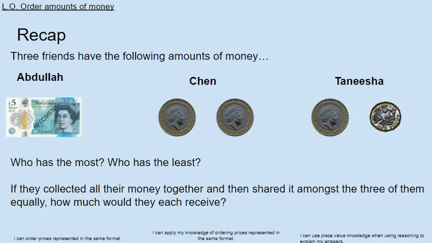Anyway, quick recap. 3 friends have the following amounts of money. Abdullah's got that amount, Chen's got that amount, and Tanisha's got that amount of those coins. Who's the most? Who's the least? If they collected all their money together and then shared it amongst the 3 of them equally, how much would they all receive? There's a couple of questions for you as a little recap. You might want to pause the video. I'm going to move on.